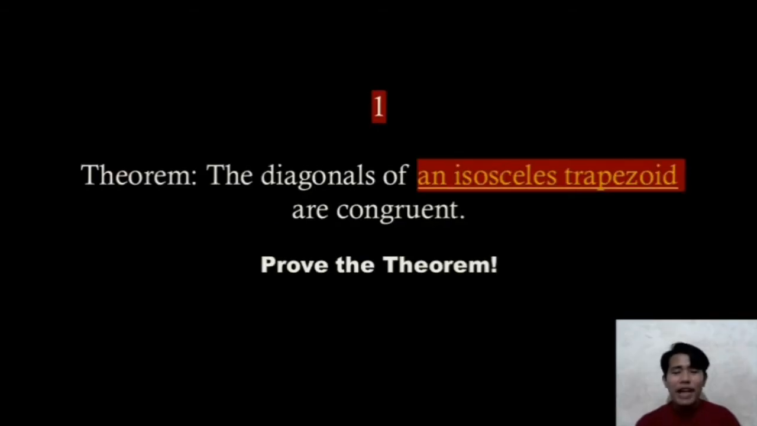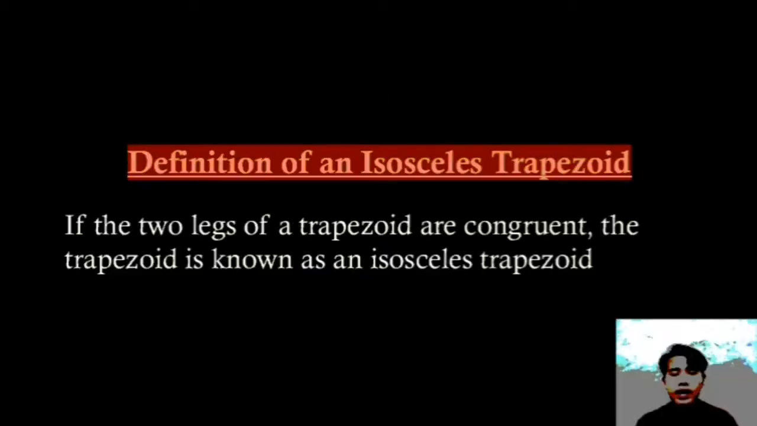Here we have a theorem, the first theorem that we should prove. The theorem is: the diagonals of an isosceles trapezoid are congruent. Wait, before we prove the theorem, do you know what is an isosceles trapezoid? The definition of an isosceles trapezoid is: if two legs of a trapezoid are congruent, the trapezoid is known as an isosceles trapezoid. So let's continue.